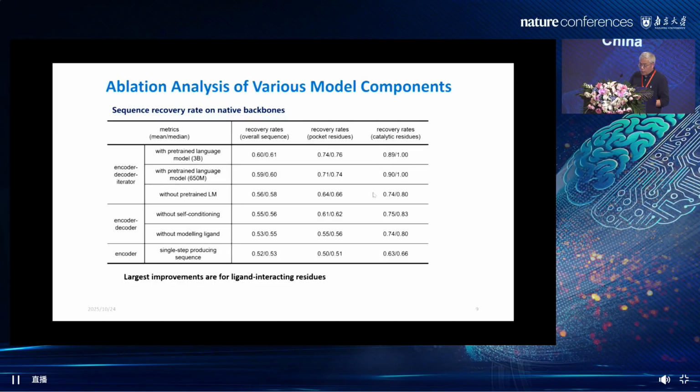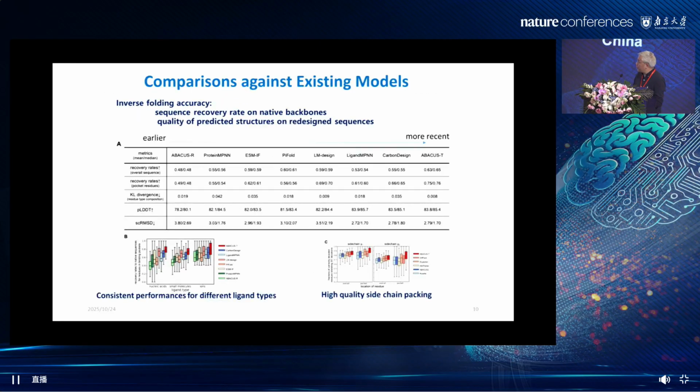And also we see that the language models, because here we tested on native proteins, really capture the active site residues. So if we have the language model and given the native structures, they recover the active site residues very well. And if we use this long iterative single step projection, we get the worst performance. So the largest improvements are for the ligand interacting residues, which means that the model has somehow captured the interaction with the ligand when trying to design the sequence.